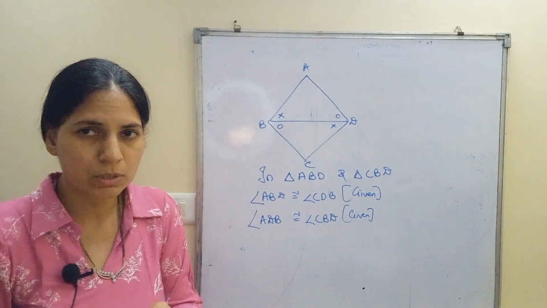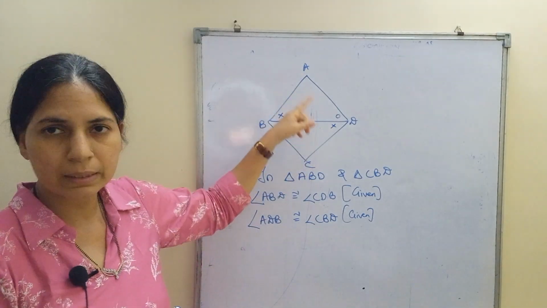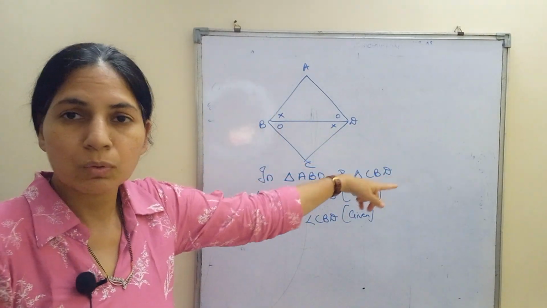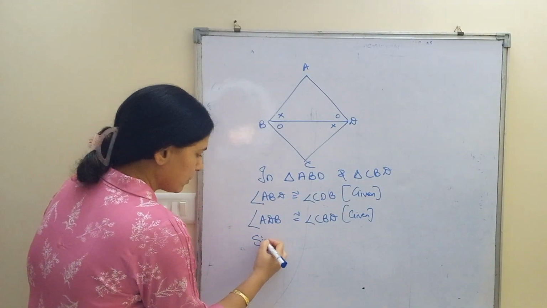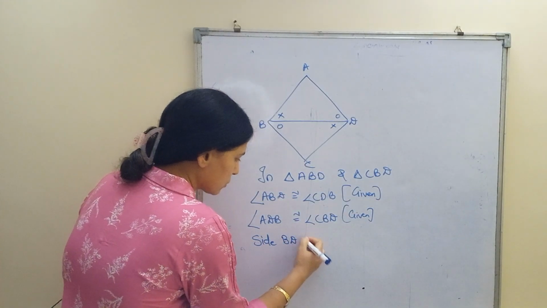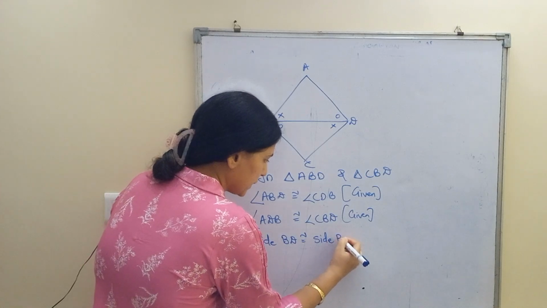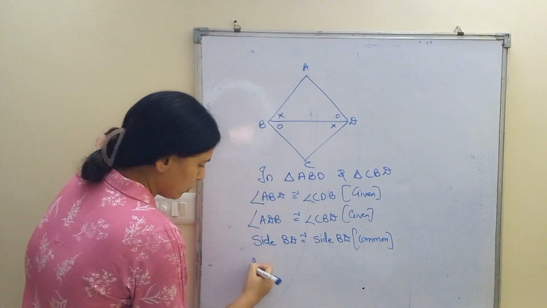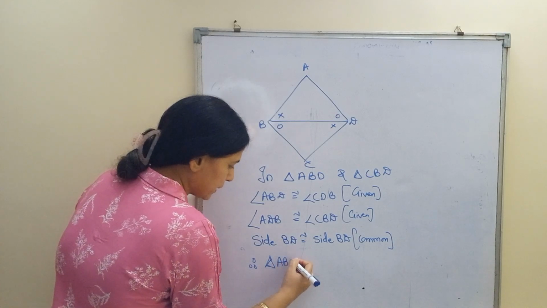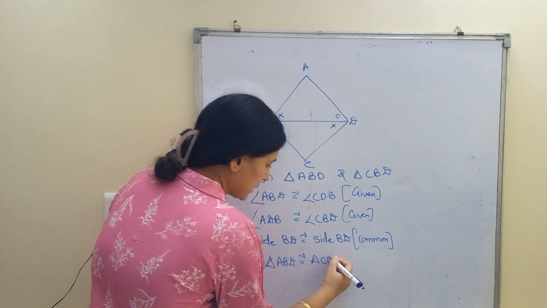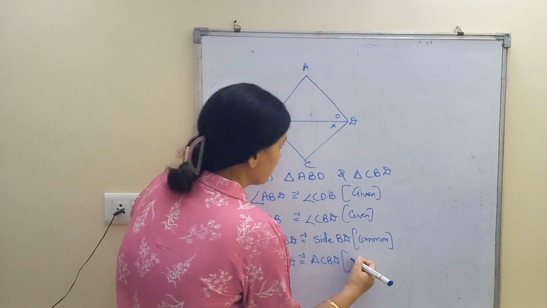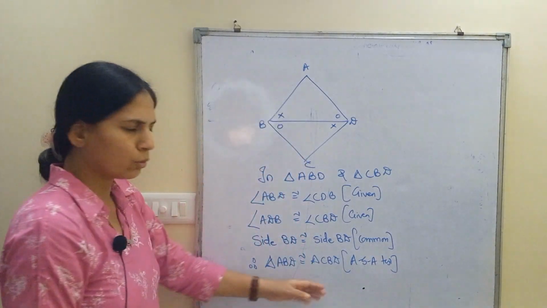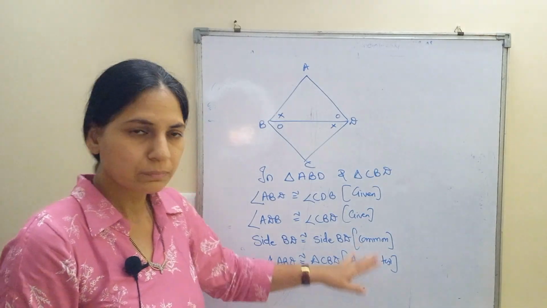Now what is the third element, my dear children? We don't have vertically opposite angles here, because they are not cutting, it's not like a cross, right? We have a common side BD in both. Side BD is congruent to side BD. Why? Common. Therefore, triangle ABD is congruent to triangle CBD by what test? ASA test. I hope this much is easy, clear?